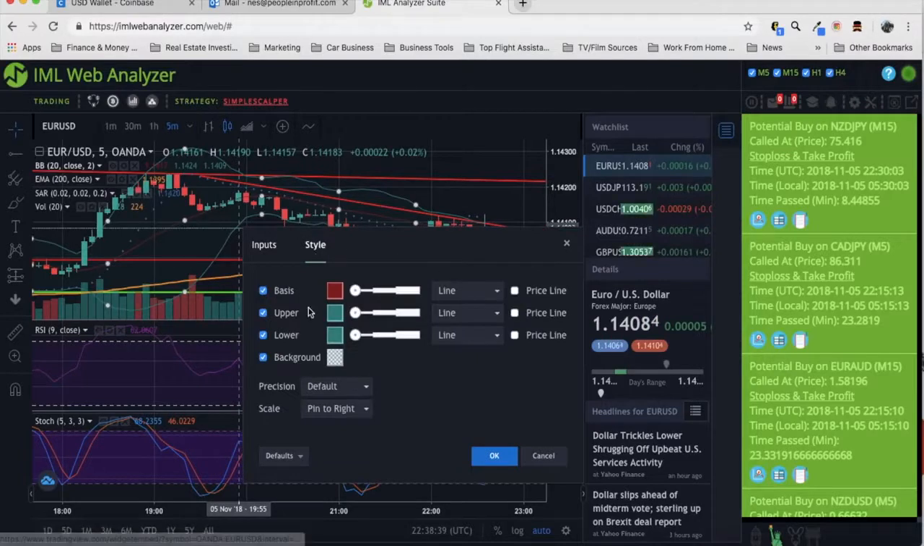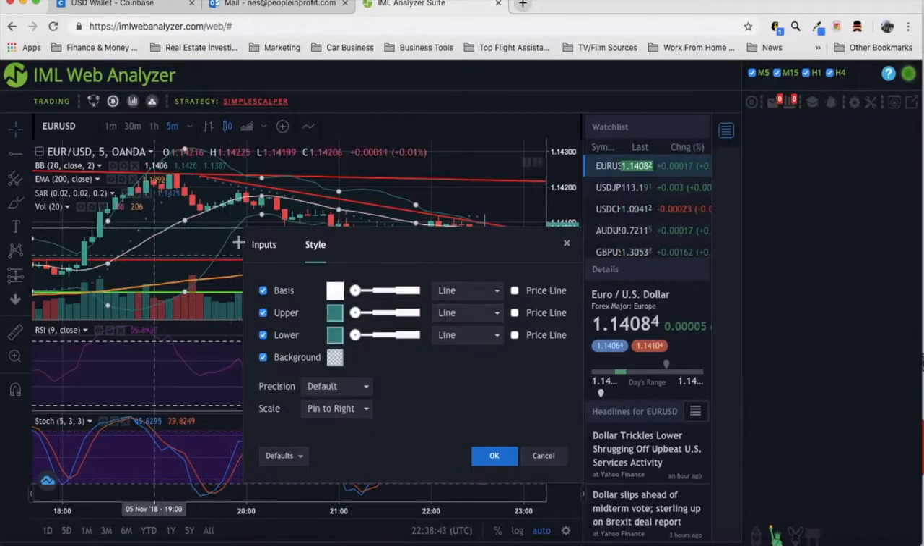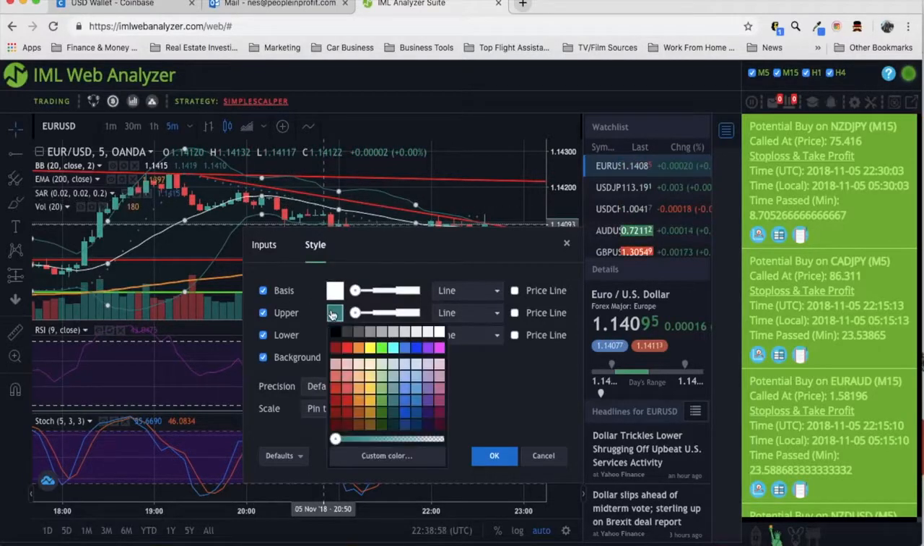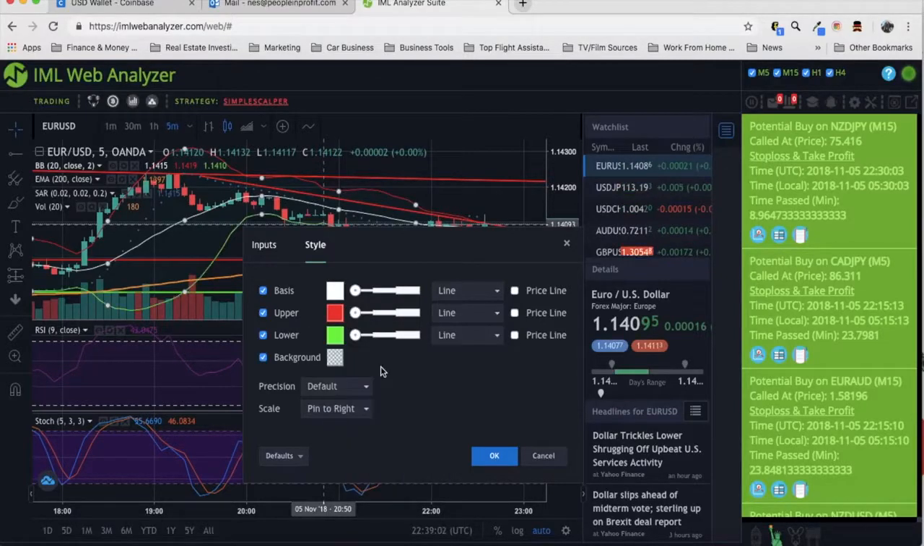I'm going to go into Style. My middle band is going to be white. See, when it comes to Bollinger Bands, the middle band serves the purpose of a support level during the uptrend, and it serves the purpose of a resistance level during a downtrend. So I'm going to keep the middle band white. My upper band, I'm going to keep it red. My lower band, I'm going to keep green.